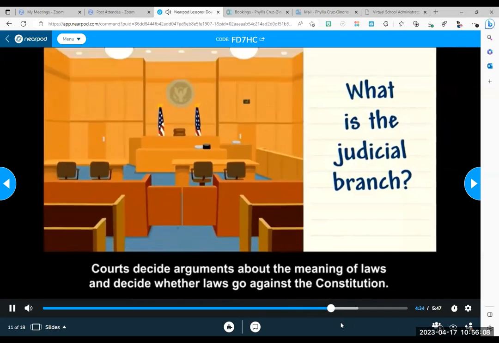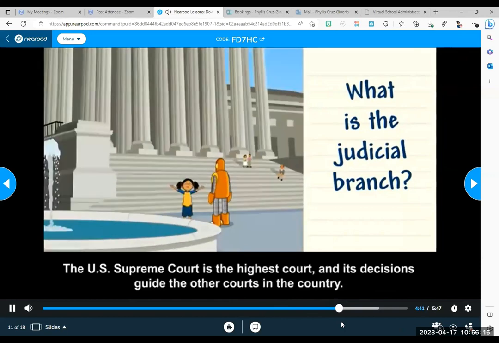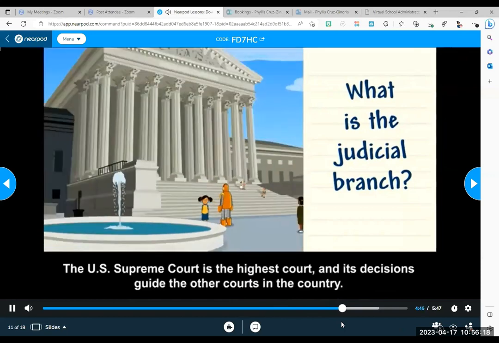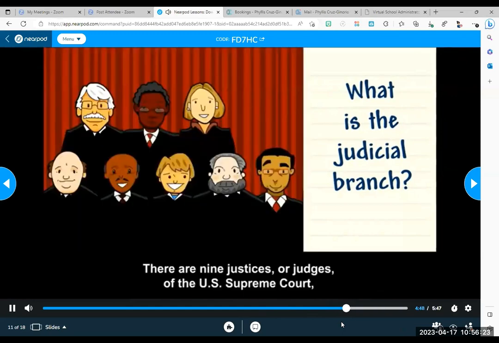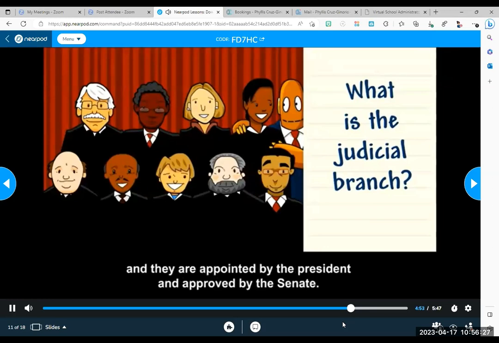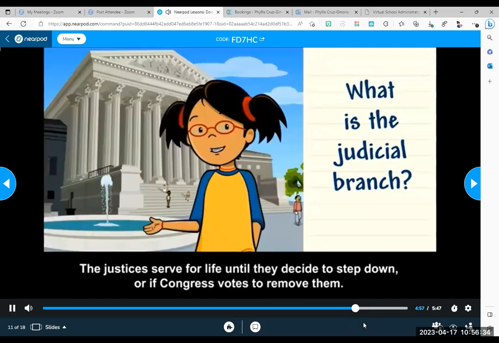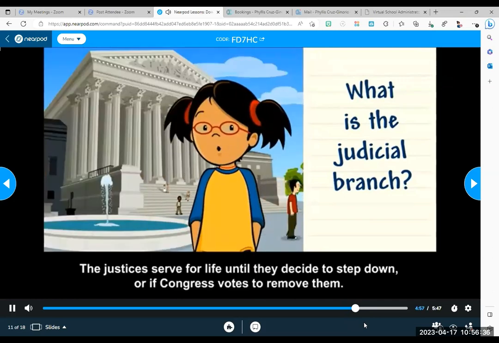What the courts do is decide arguments about the meaning of laws and decide whether laws go against the Constitution. The U.S. Supreme Court is the highest court, and its decisions guide the other courts in the country. There are 9 justices, or judges, of the U.S. Supreme Court, and they are appointed by the President and approved by the Senate. The justices serve for life until they decide to step down, or if Congress votes to remove them.